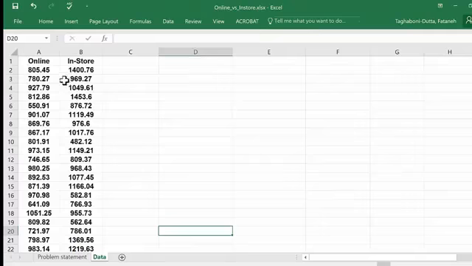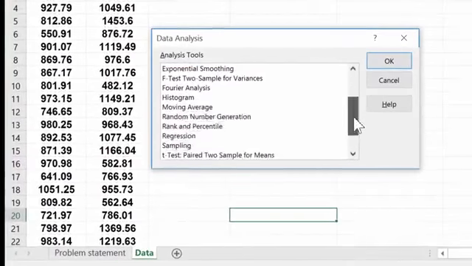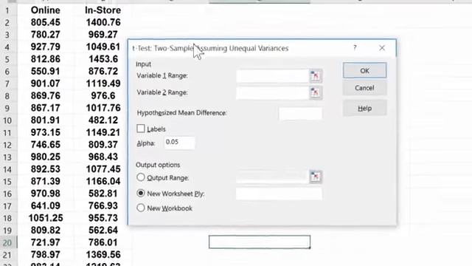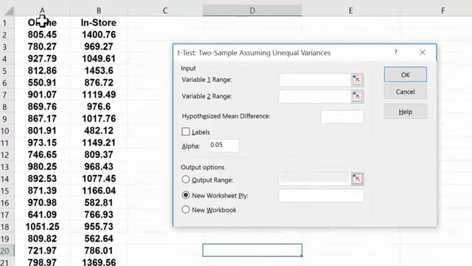So here's our data. These are dollars that have been recorded at the end of day for several days, where we have taken the observations from online and in-store. The first thing we want to do is go to data analysis, select t-test, again unequal variances. I will assume that I don't want to simplify it, so I say okay, and it will ask for range 1.